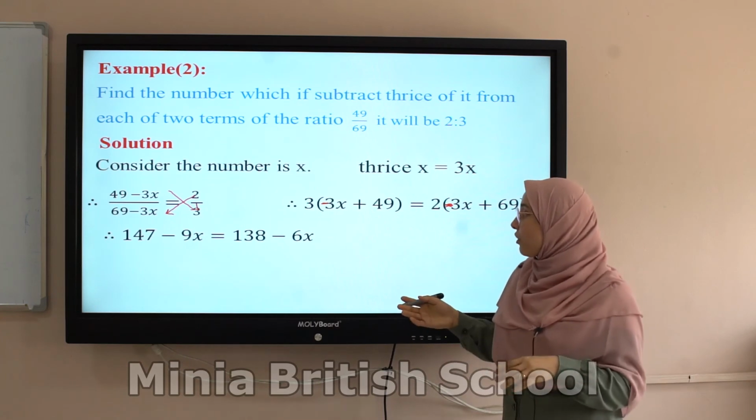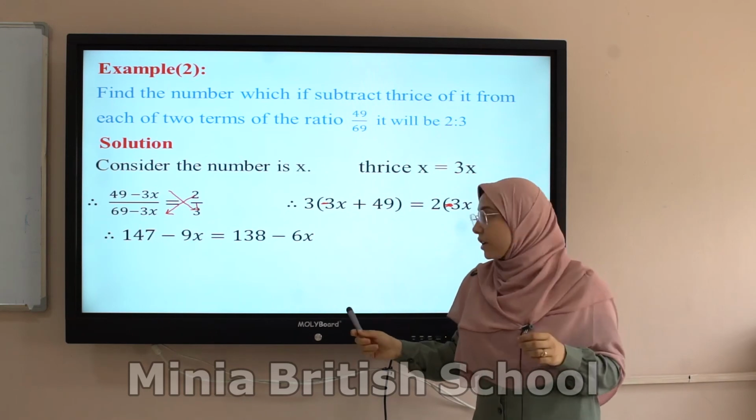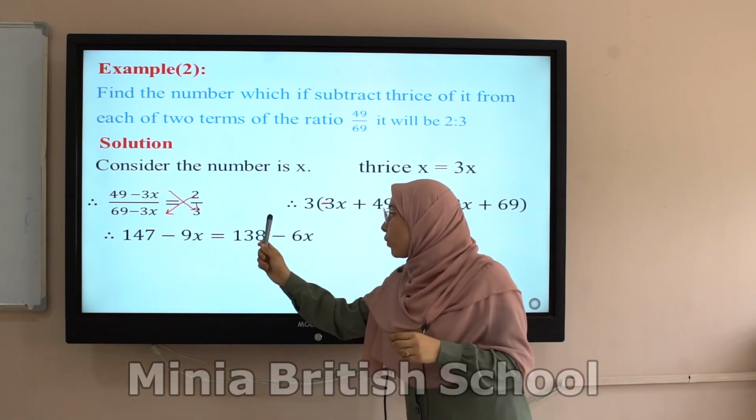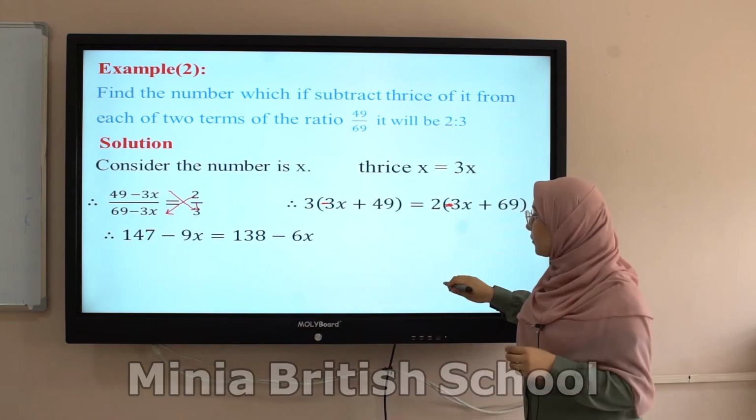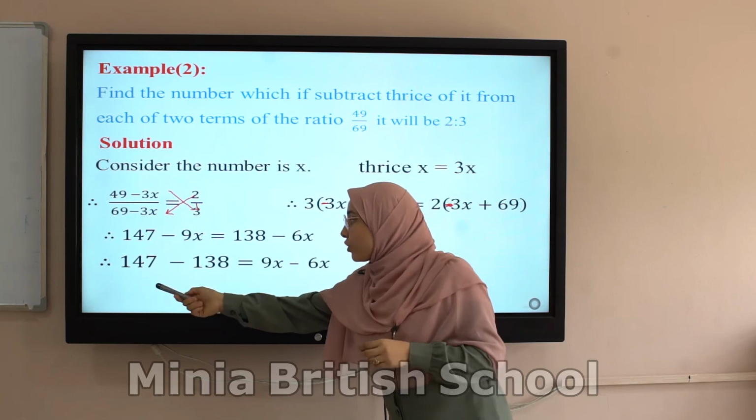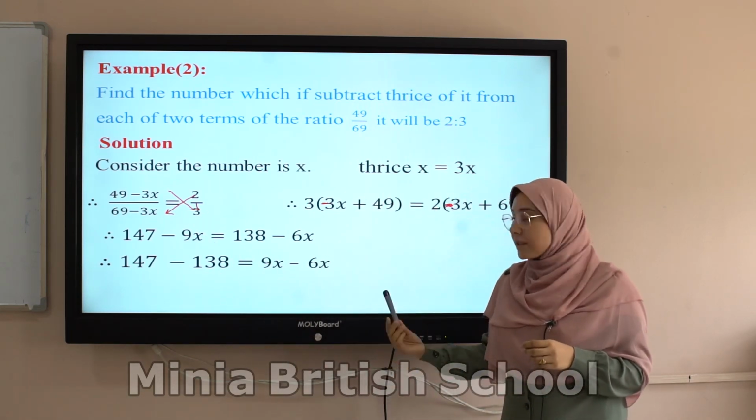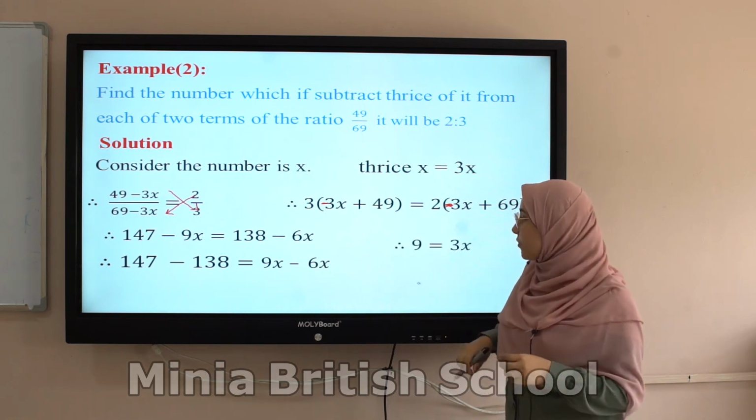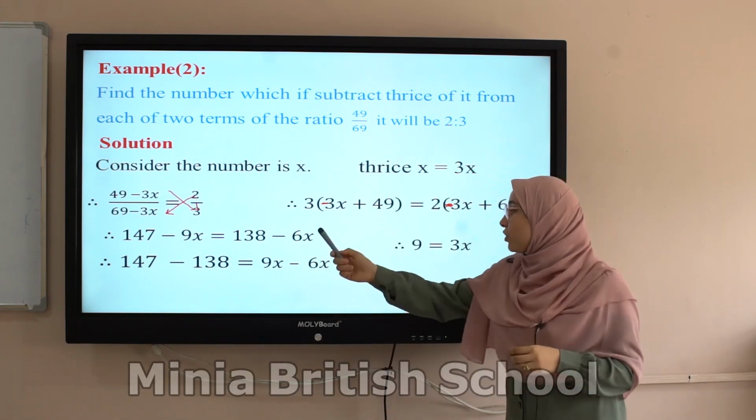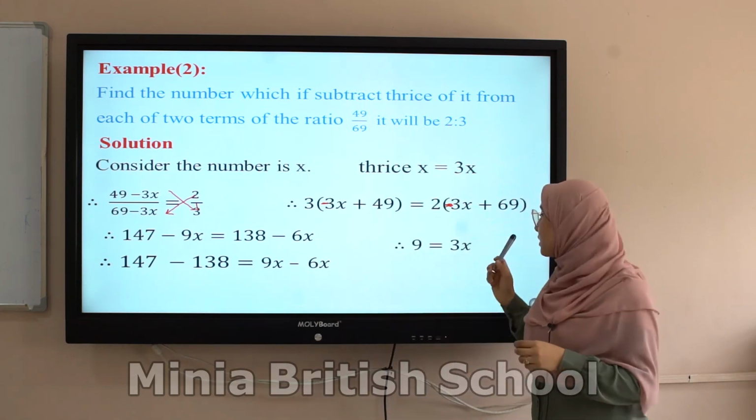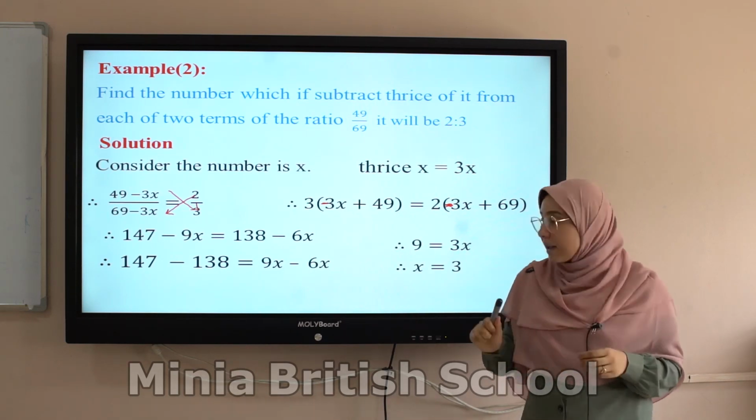Now we can simplify it. I will move negative 9x to the other side with the opposite sign, and also move 138 to the other side with the opposite sign. So we get 147 minus 138 equals 9x minus 6x. So 147 minus 138 equals 9, and 9x minus 6x equals 3x. So x equals 3.